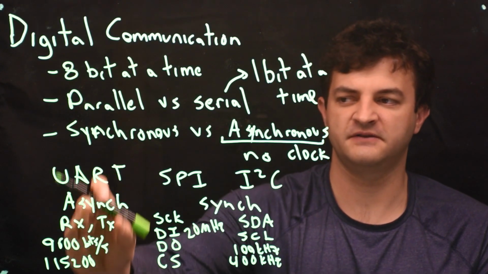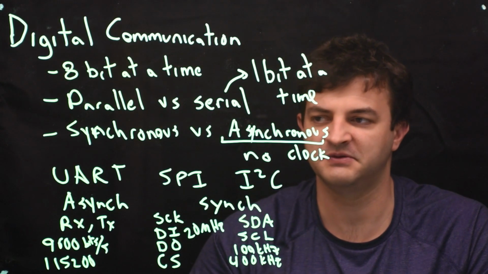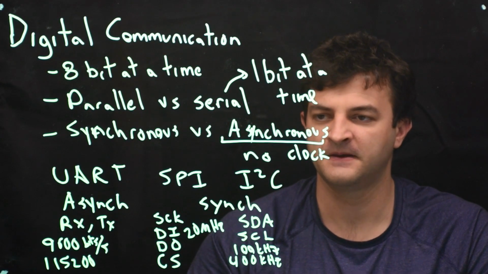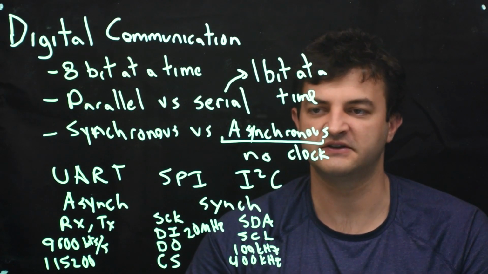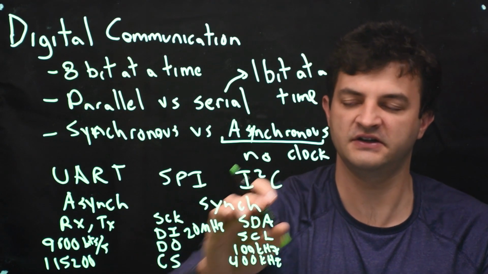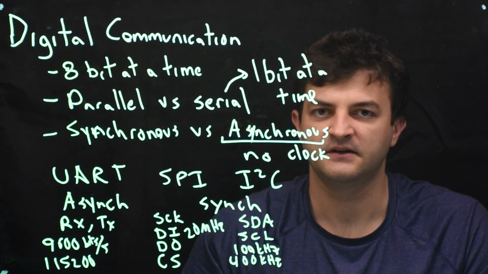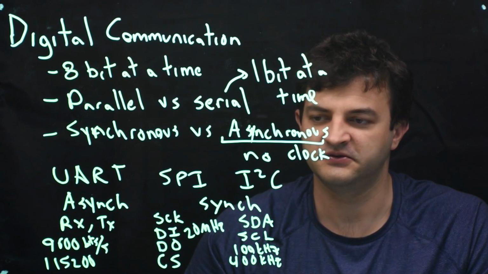And then we don't really find a whole lot of UART unless you're talking to maybe another microcontroller or a computer. So most chips you might find, most sensors will be talking SPI or I2C. And we'll go through each of those in detail using the PIC32.